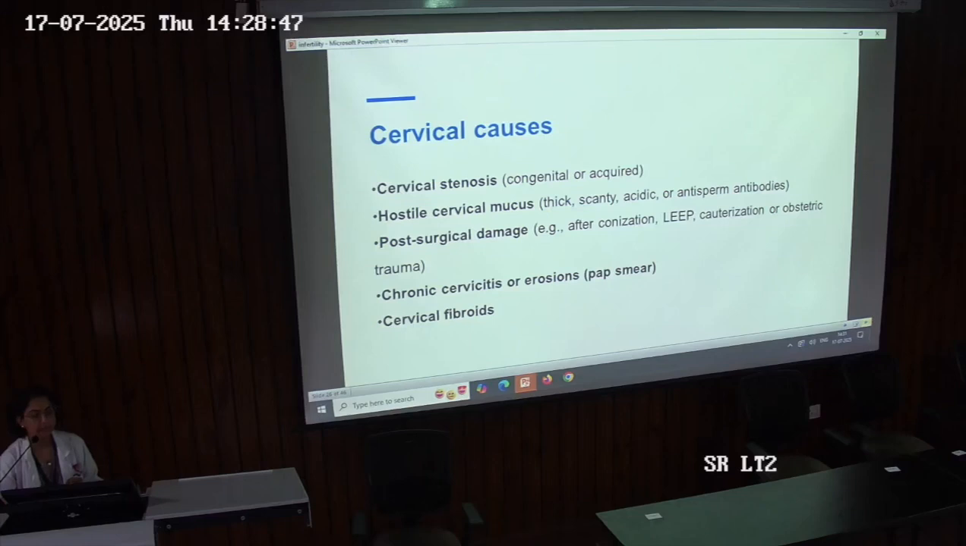Cervical causes are less common, but still chronic cervicitis or cervical erosions are important causes of infertility as well as recurrent early pregnancy losses.